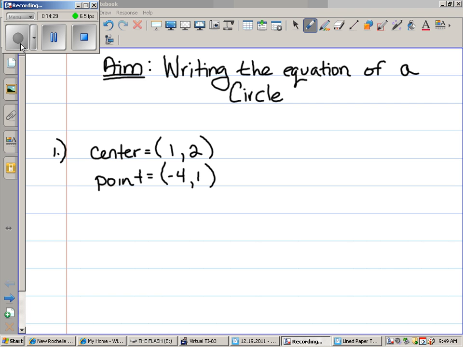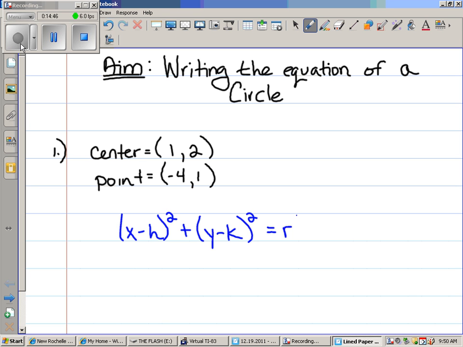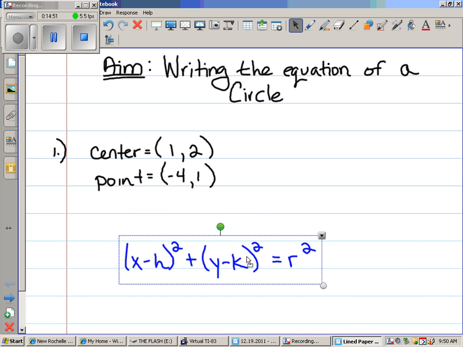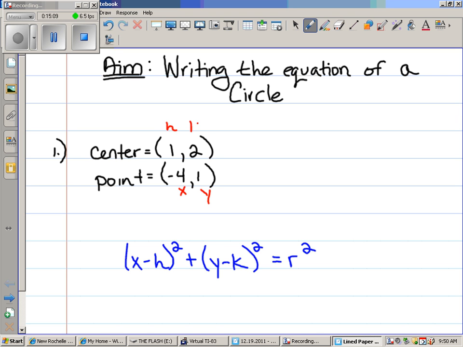Okay. So let's talk about what all these things mean in terms of our equation. Let's write the equation down. That's the first step towards being successful, and you will get 1 point for this. (x minus h) squared plus (y minus k) squared equals r squared. I need a little more room, so I'm going to move that down. What does this information mean for our equation? This point on the circle is x and y, and this center of our circle is h and k.